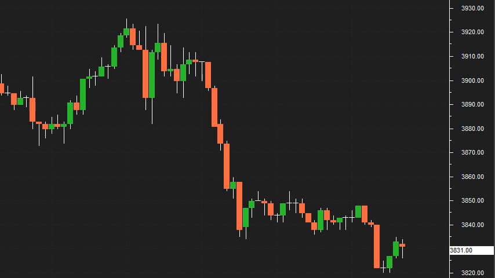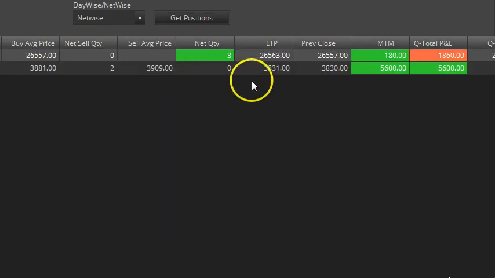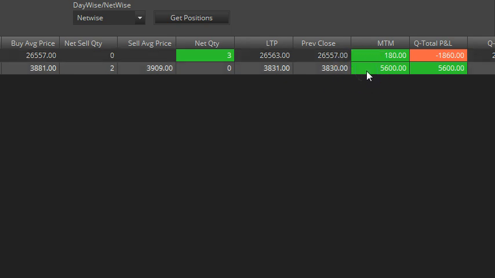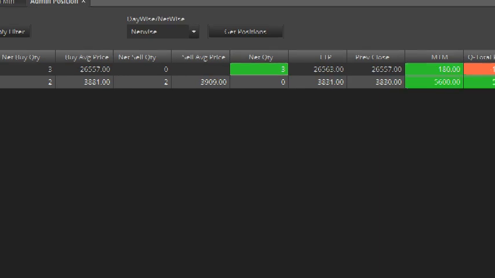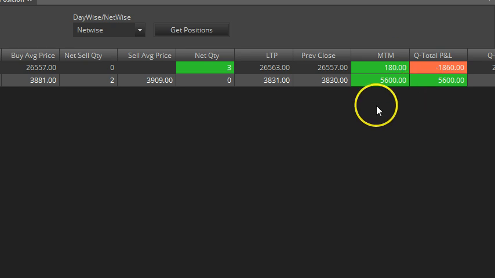I can show you my admin positions that I made today. You can see that for crude oil I sold at 3909. This was the buy average and the sell average. I also traded earlier in the day, so the average points are different, but I was able to make around 6k in profits.